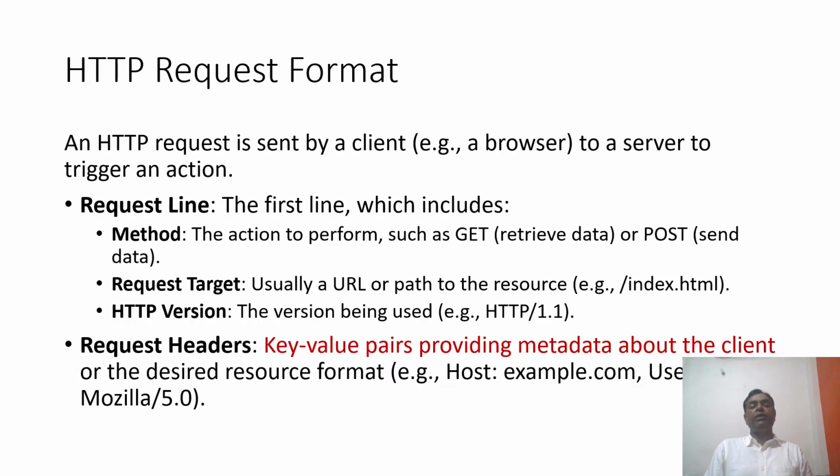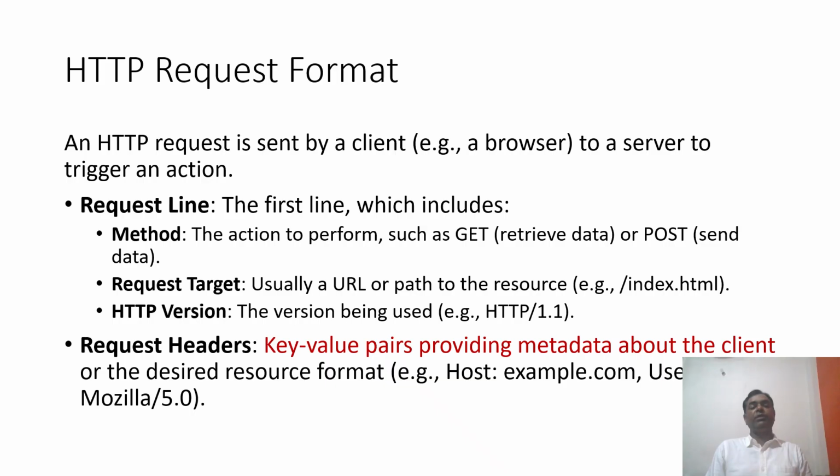Now, the HTTP request format is like this. In the HTTP request, the request line contains the method. It can be GET or POST, or any other method: PUT, PATCH or DELETE. Then the request target, which is usually a URL or path to the resource, like in the previous request you saw, /index.html. Then the HTTP version, which version of this protocol I am using. In the previous request it was HTTP 1.1.